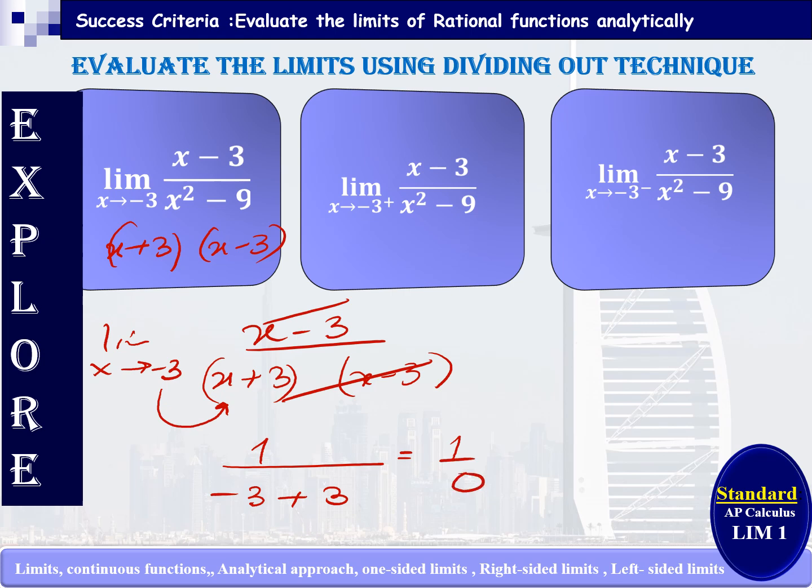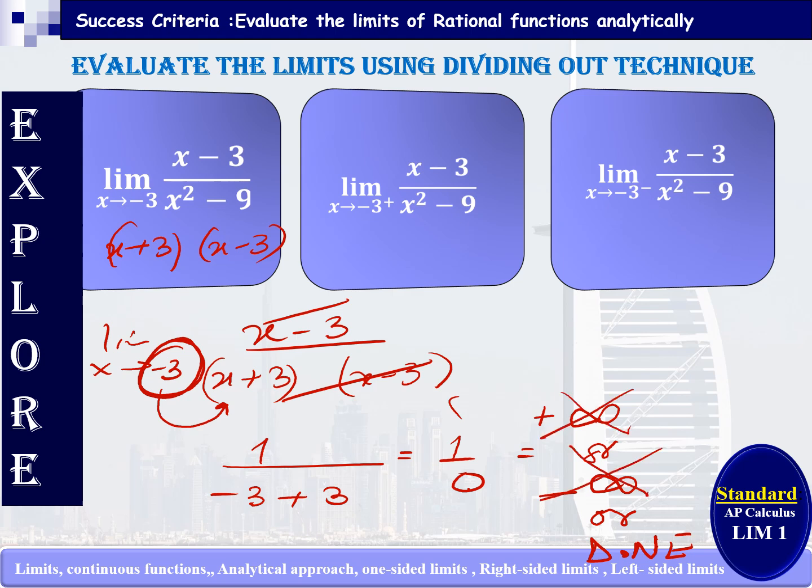And I told you, any number divided by 0 is either positive infinity or negative infinity, and if the limit is from both sides, then it does not exist. So let's check what they are asking us. This first thing is the limit from both sides. So no need to solve anything. Don't write plus infinity. Don't write minus infinity. Directly write does not exist.